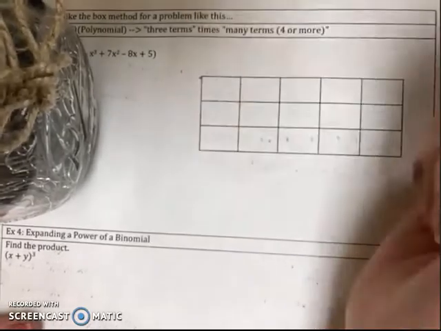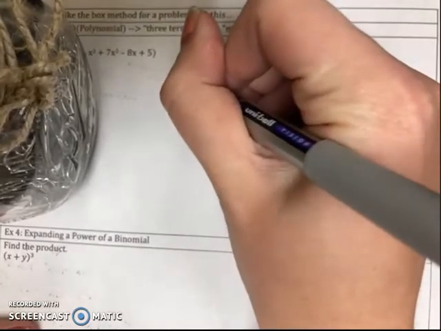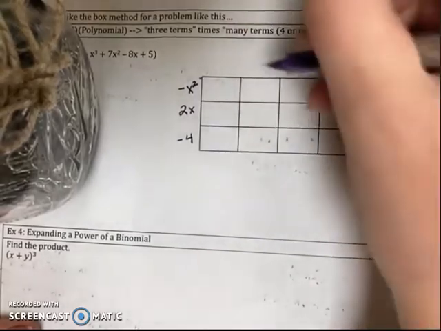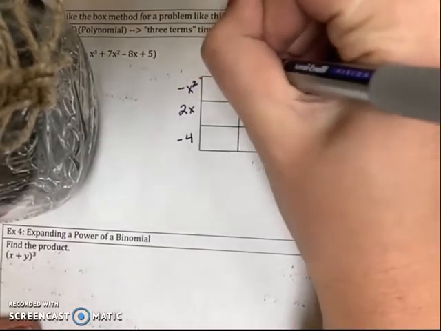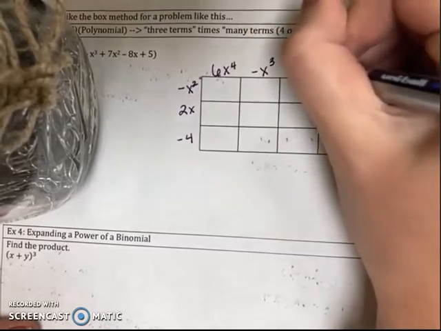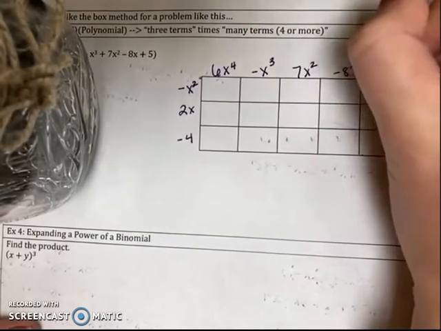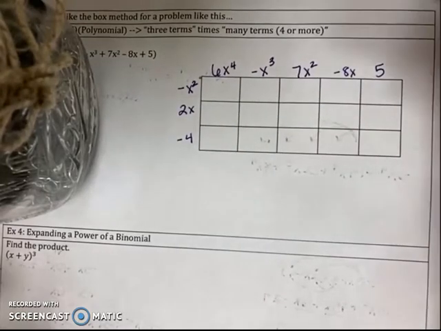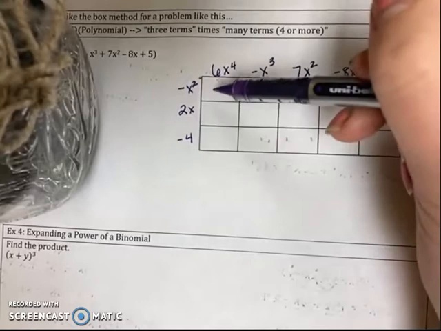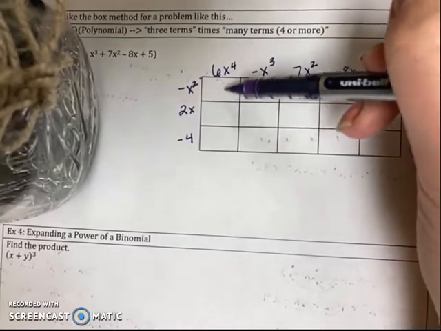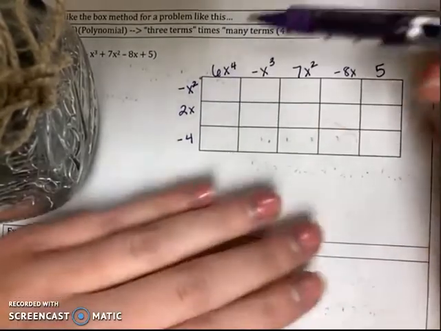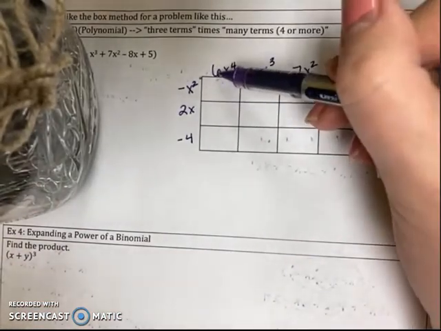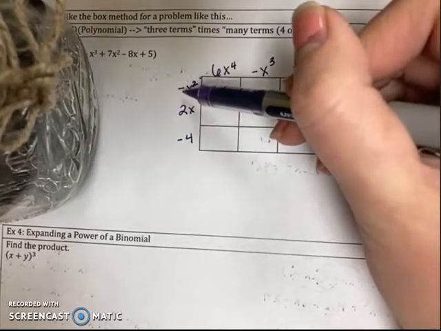On the outside, I'm going to put my negative x squared to x minus 4, and then I'm going to put my 5-term polynomial up here, 6x to the 4th, negative x cubed, 7x squared, minus 8x, and then a positive 5. Once again, when we're doing box method, we're kind of doing the opposite. So now I'm filling in the boxes by looking what's on top and to the left. So I'm going to start here. I have a 6x to the 4th times a negative x squared.